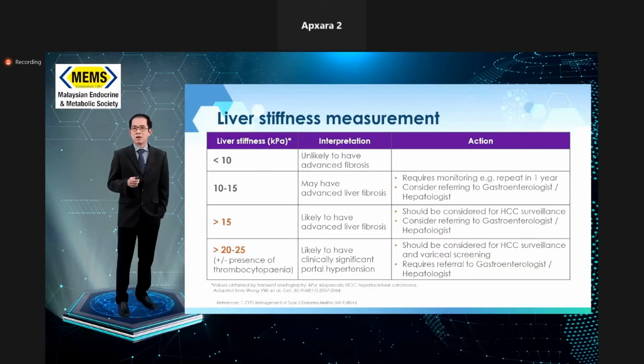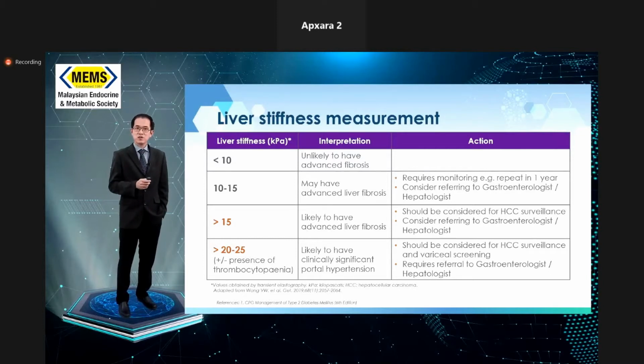Patients with liver stiffness measurement less than 10 kilopascal are unlikely to have advanced liver fibrosis. Patients with liver stiffness measurement between 10 to 15 kilopascal may have advanced liver fibrosis and require monitoring, for example, repeating after 1 year. These patients should be considered for referral to a gastroenterologist or hepatologist.